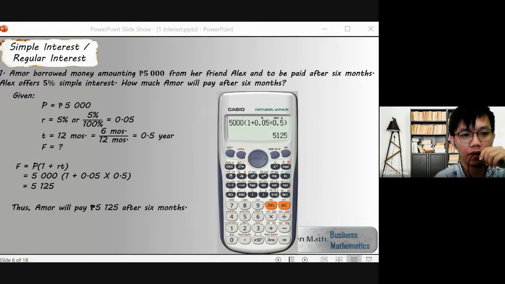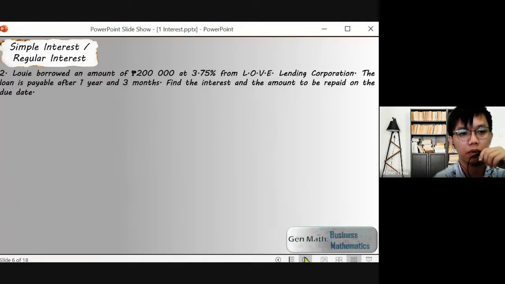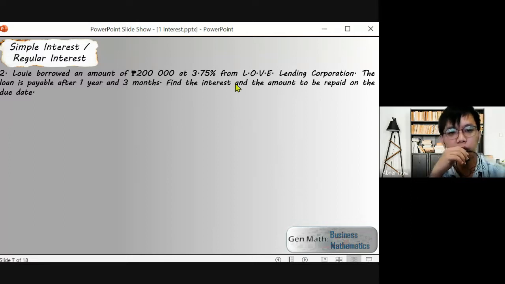So let's have here the second example. Okay, so who wants to read our second example? Let's have Hazel. Pakibasa nga yung second example natin.